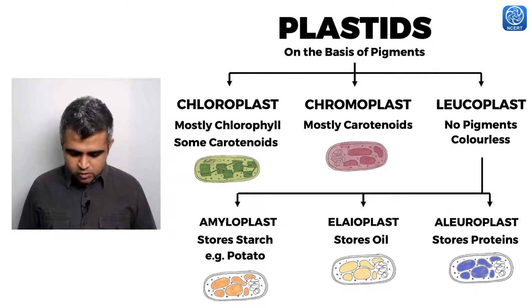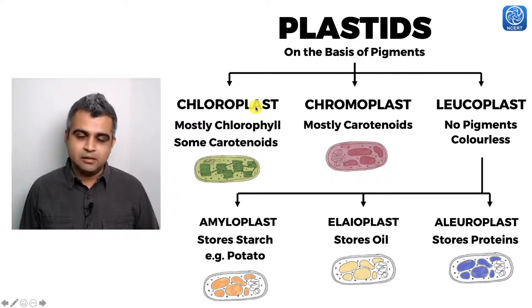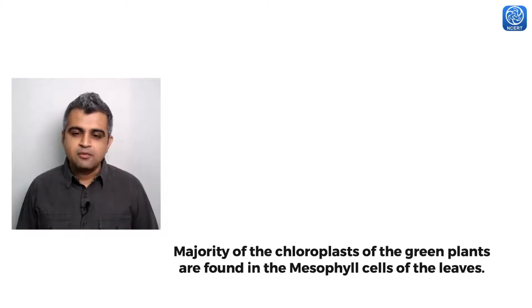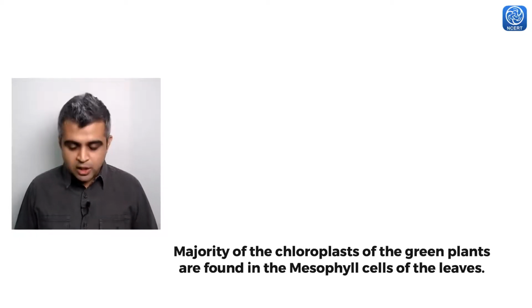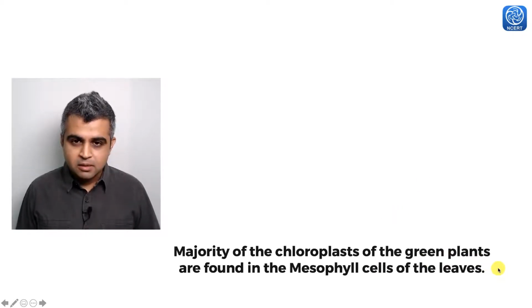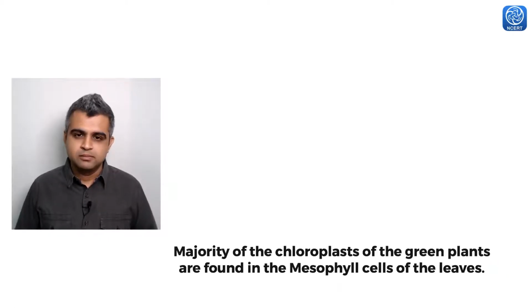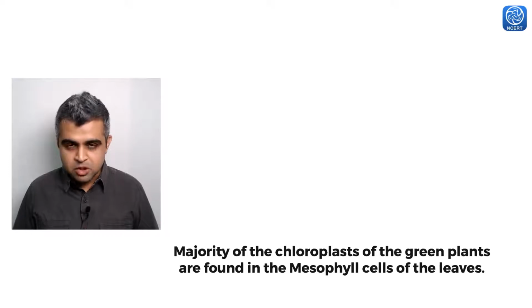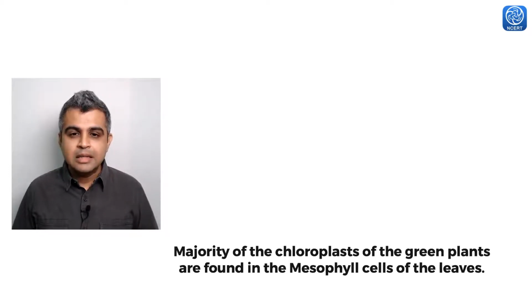I hope this chart is now extremely clear to everybody, and out of this we have to discuss chloroplast in detail. The majority of the chloroplasts of the green plants are found in the mesophyll of the leaves. As you can see from this symbol here, this line is directly from NCERT, that in the case of green plants, the majority of the chloroplasts are found in the mesophyll. Now again, take a few seconds to think about the word mesophyll. What is the meaning of the word meso? In between. What is the meaning of the word phyll? Leaf. So mesophyll basically means in between the leaf.